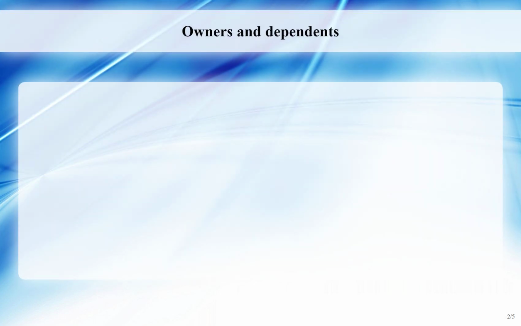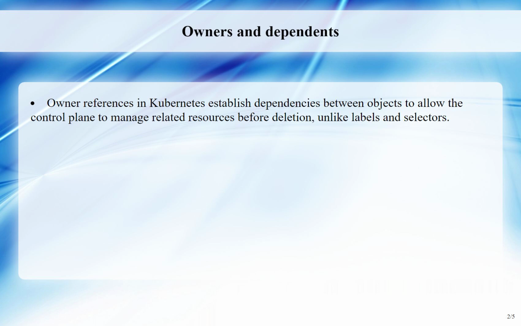Owners and dependents. Owner references in Kubernetes are used to establish dependencies between objects, allowing the control plane to manage related resources before deleting an object. This mechanism is different from labels and selectors, which are also used to organize resources.